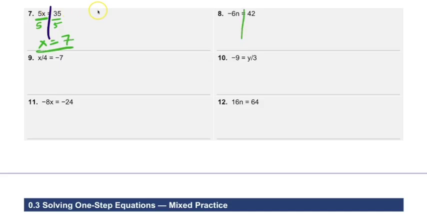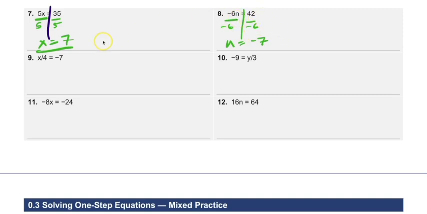Same thing over here. There's my divider. What I do to one side, I do to the other side. We're going to divide by negative 6. n equals 42 divided by negative 6, which is negative 7. Now, remember, multiplying and dividing is different than adding and subtracting when it comes to negatives. In this case, a positive divided by a negative is a negative. Two negatives make a positive, one negative makes a negative.